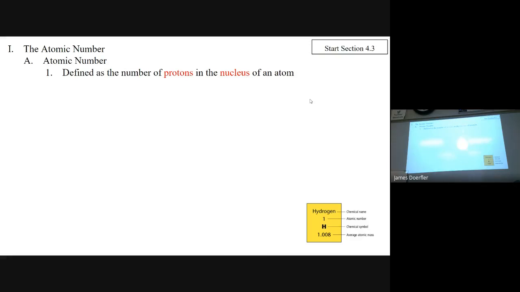Now, referencing your periodic table that you got from my podium, it is the number that is above the element symbol. Okay, it is not the decimal number, but it's the whole number above the symbol. That is your atomic number. It is unique to each element.